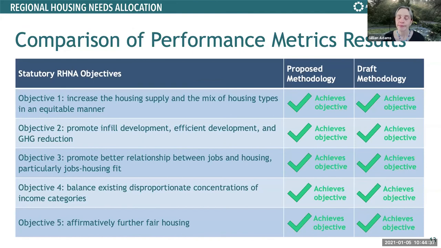As noted previously, housing element law requires that the RHNA methodology meet the 5 statutory objectives of RHNA and that it be consistent with the forecasted development pattern from Plan Bay Area 2050. Working with the HMC, ABAG-MTC staff developed a set of performance metrics to evaluate how well a methodology does in meeting the RHNA objectives. Appendix 4 of the draft methodology release memo summarizes the approach we used and compares results for the proposed methodology and the draft methodology.